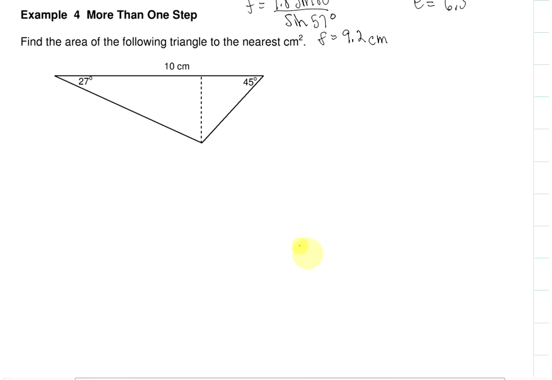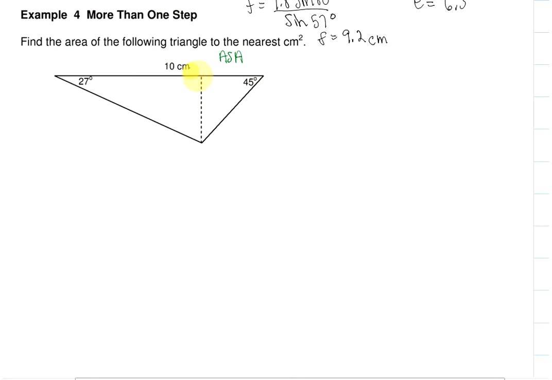Okay, so for example number 4, we're going to do more than one step. We are asked to find the area of this triangle to the nearest centimeter squared. And so we will first determine what kind of a triangle it is and whether we can use the sine law or not. Okay, so we are given an angle and then a side and an angle. So this is an angle side angle, which means that we can use the sine law.